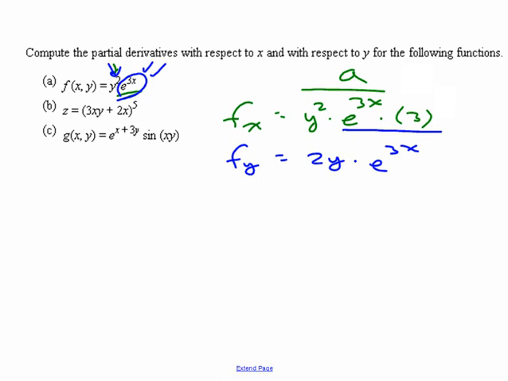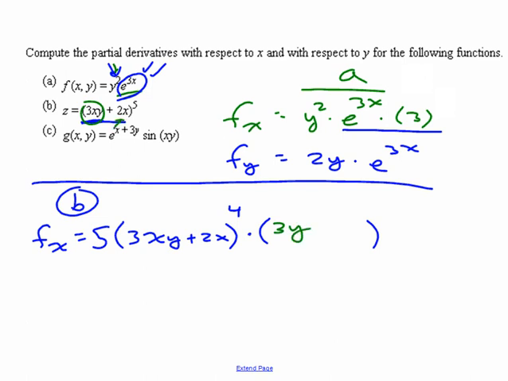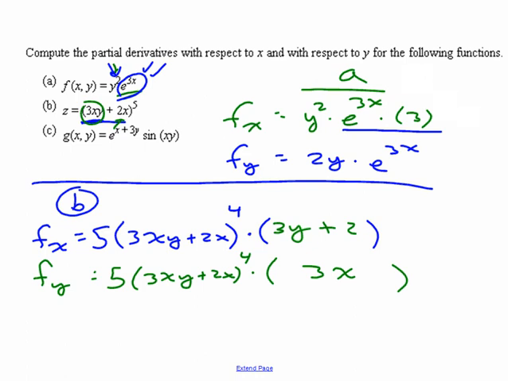So for B, the partial derivative with respect to x, well, we've got something raised to the 5th, so using the chain rule, it's going to be 5 times that something raised to the 4th times the derivative of the inside, where we're treating y as a constant. So treating y as a constant, the derivative of that will just be 3y plus 2. Done. And the partial derivative with respect to y, the first part's going to be very similar. But now when we take the inside, we're treating x as a constant. So the derivative will just be 3x.